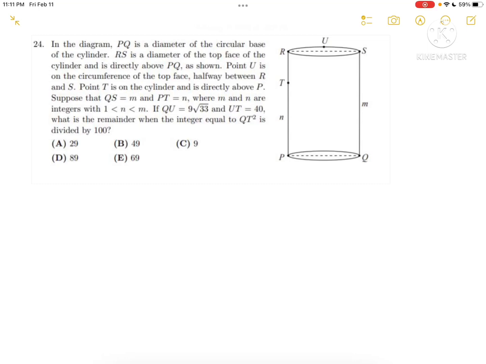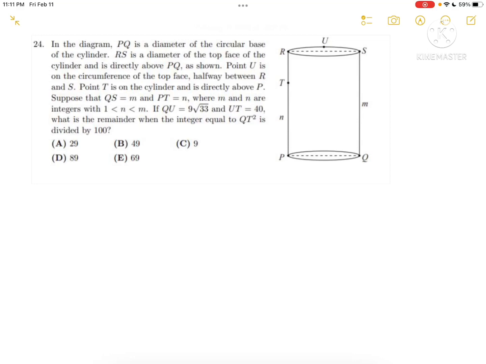In the diagram, PQ is the diameter of a circular base of the cylinder. RS is the diameter of the top base of the cylinder and is directly above PQ as shown. Point U is on the circumference of the top face, halfway between R and S. Point T is on the cylinder and is directly above P. Suppose that QS is equal to M and PT is equal to N, where M and N are both greater than 1 and N is smaller than M.